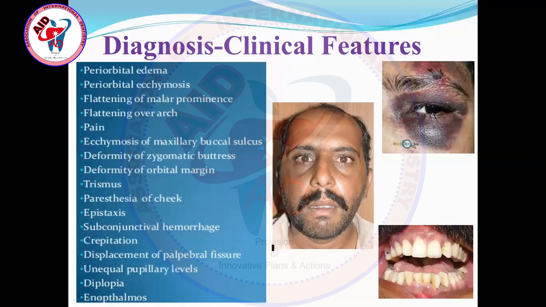Inward movement of the eye globe is enophthalmos. Outward movement of the eye globe is exophthalmos or proptosis. And an upward movement of the eye globe is hyperglobus. Any of these features could be there in case of zygomaticomaxillary complex fracture also.